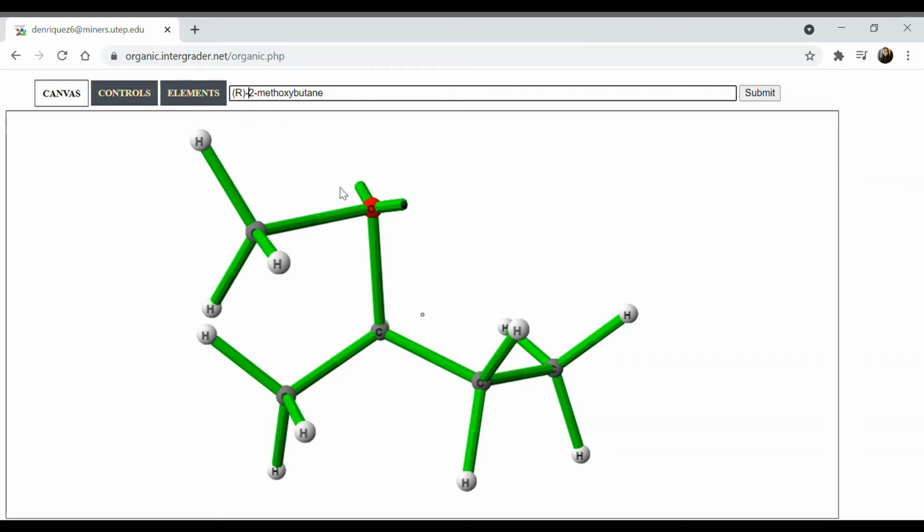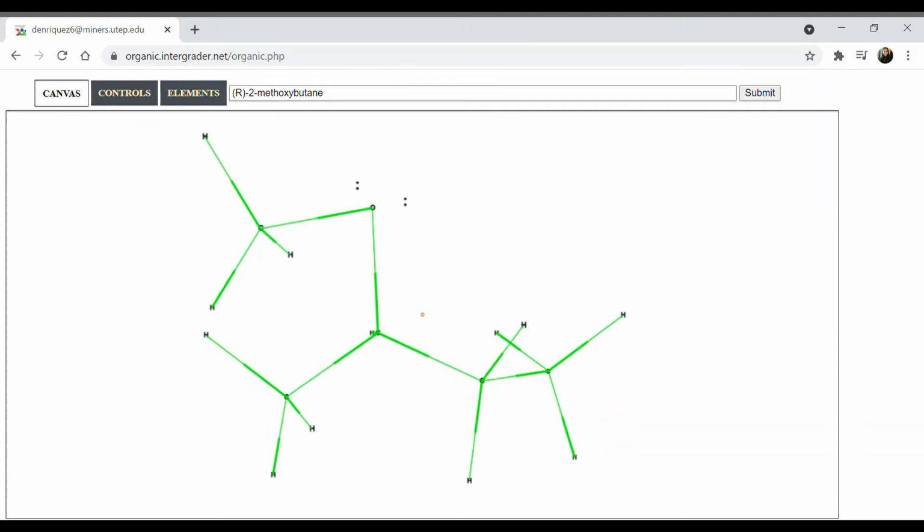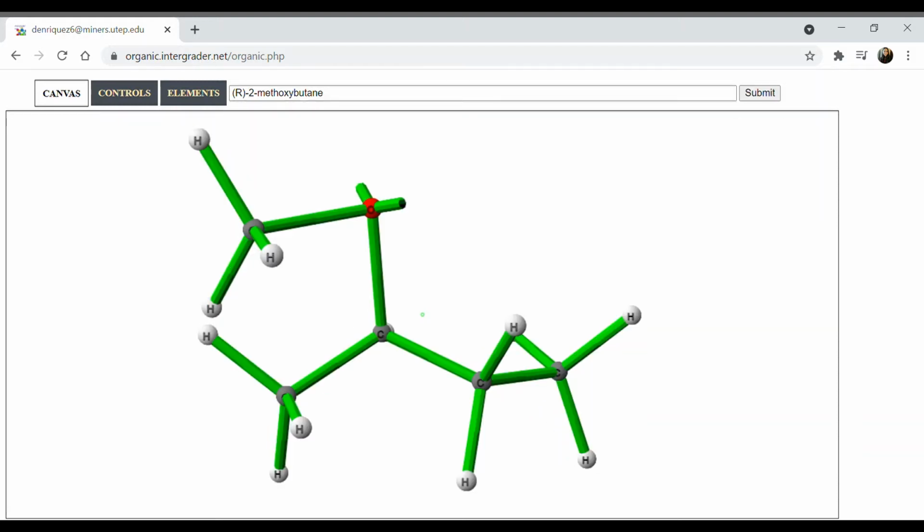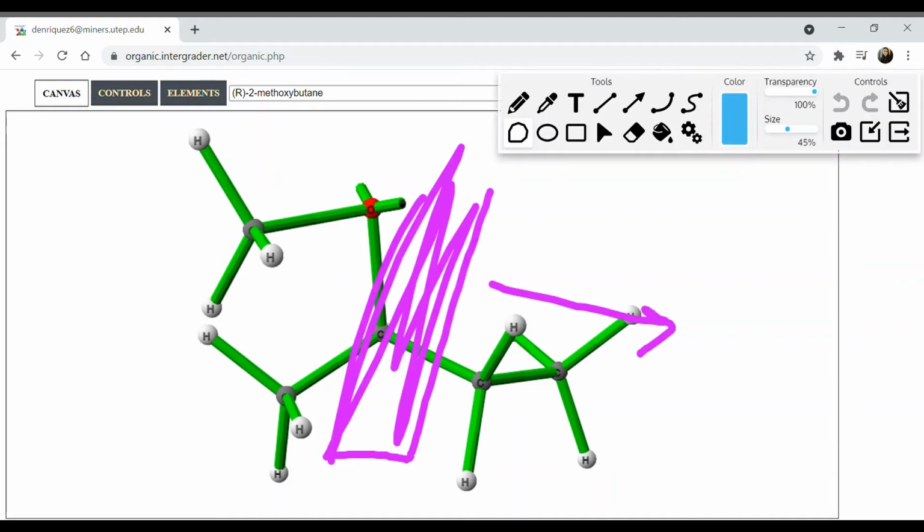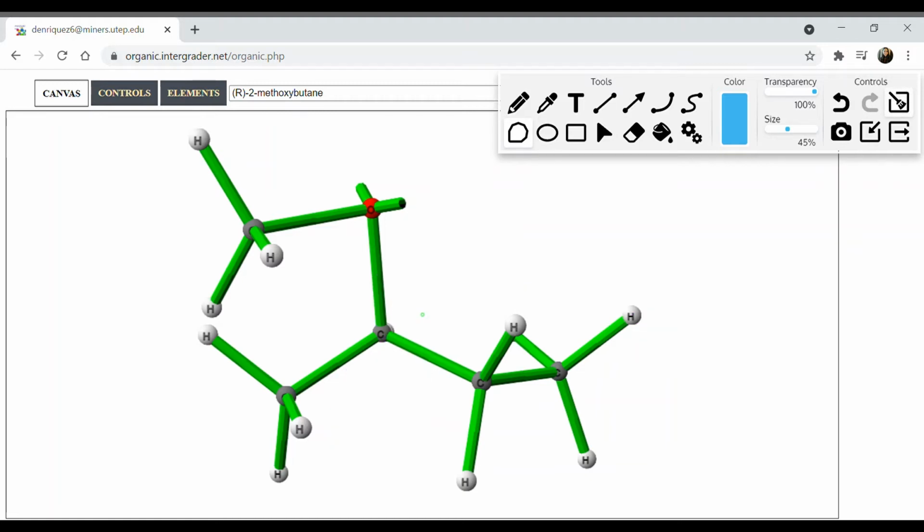And I know some people were having trouble with the chiral centers, so I'll go over again how to find out if it was R or S.